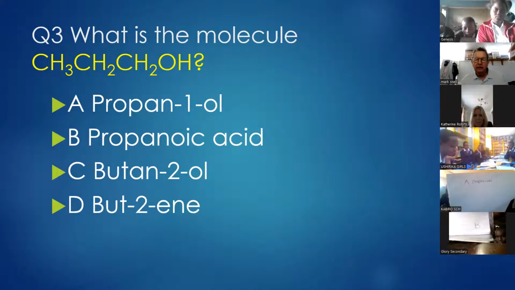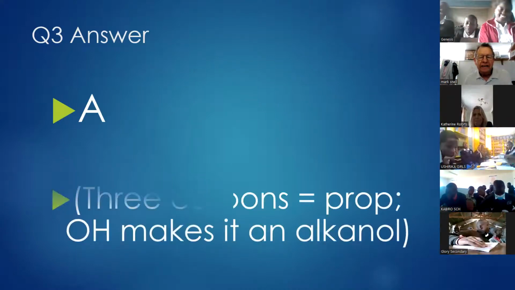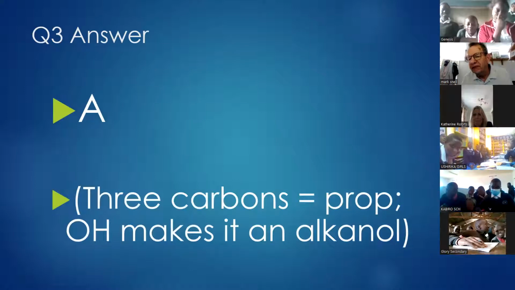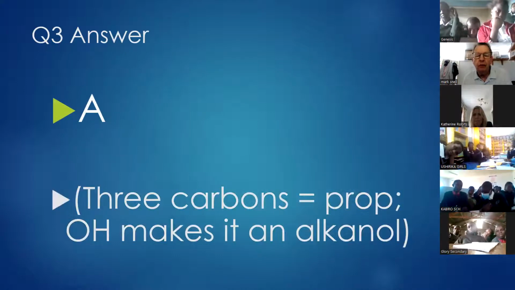Oh, Glory is going for B. Some people, Kabira and Silver Spring, are going for A. Let's see. Okay, the answer to number 3 is A. Give yourself another point. Good. Propan-1-ol. Oh, good for drawing it out, Asharika. Well done. So it's got 3 carbons, which means it must be prop. And the OH makes it an alkanol. That means that it has to be propanol, and it's on the first carbon, and therefore it's propan-1-ol.